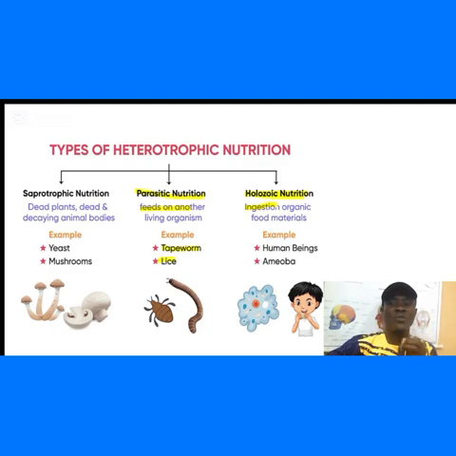When they take in that solid food, they have to break it down. The breaking down of that solid food is what we call digestion. When they break down that solid food into absorbable particles, they absorb the nutrients into the bloodstream. That is what we call absorption. Some food particles will be undigested, so the body takes them out as feces. The taking out of undigested food through the anus is what we call egestion.